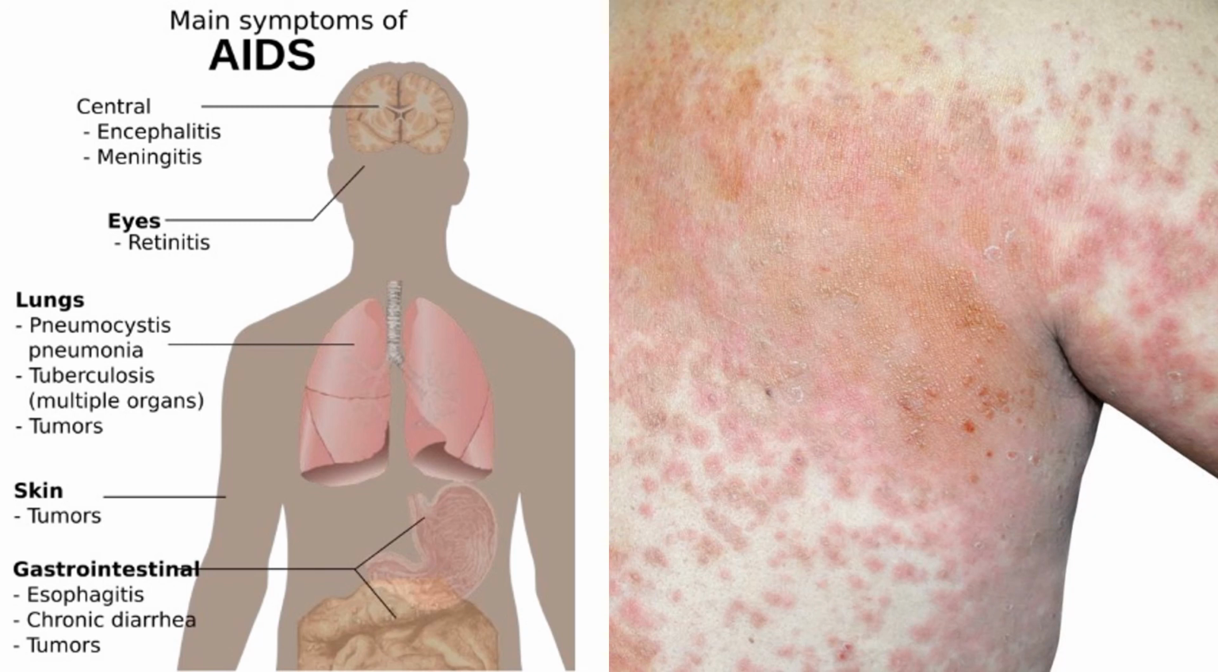So for lungs, you can develop pneumocystis pneumonia. You can also have tuberculosis of the multiple organs and tumors. Of course, you can also have skin patches like this. And then for your gastrointestinal tract, you can have esophagitis, chronic diarrhea, and of course, tumors. So this is how kagrabe yung tinatawag natin na AIDS. Okay?